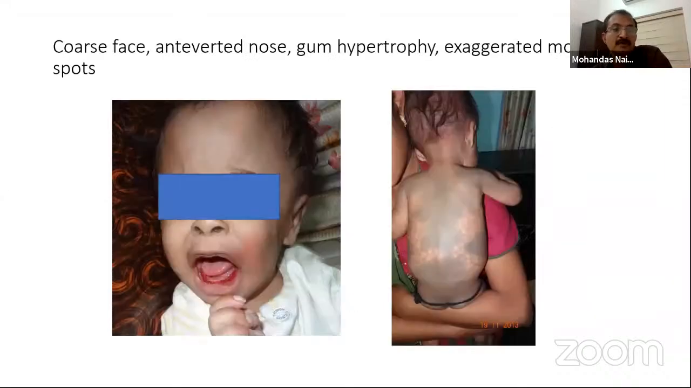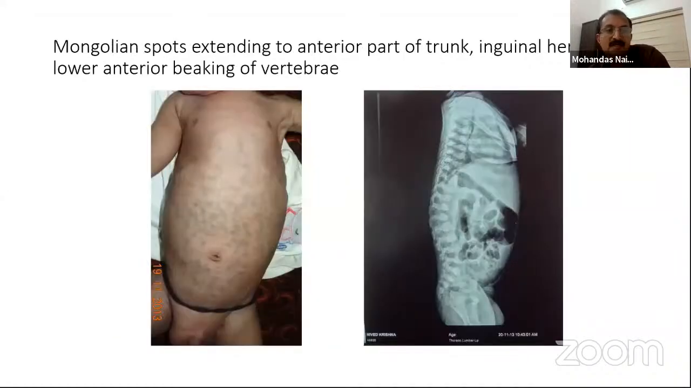Okay. So here you can see the coarse face, anteverted nose, gum hypertrophy, and a lot of Mongolian spots. This much Mongolian spots usually is not normal. And the Mongolian spots are extending to the anterior part of the trunk, which again is abnormal. You can see an inguinal hernia also if you carefully look at the lower end. And in the X-ray you can see anterior beaking of the vertebrae, not in all vertebrae.